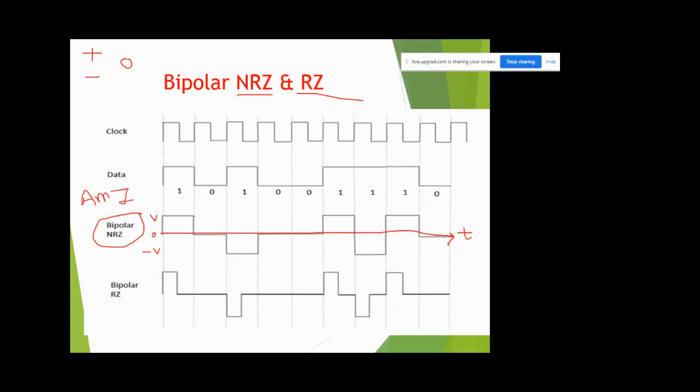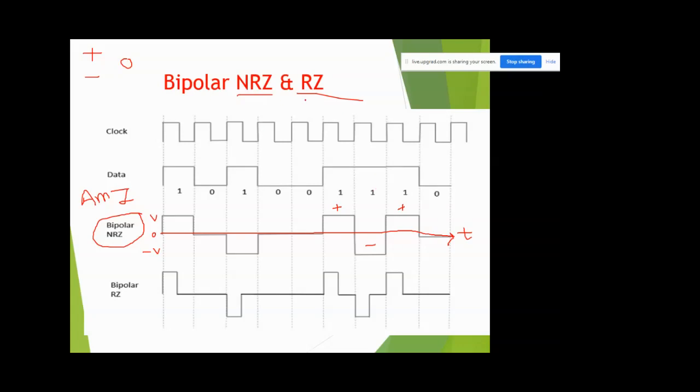Alternate means what? Whatever the polarity of the previous one is, the next one's polarity will be inverted. Here the previous voltage level is plus voltage, so for the next bit 1 that comes, we have to use the negative voltage. For 0 it is 0 voltage. Again the next bit is 1, so again we have plus voltage. Next bit again 1, so previously it was plus, so here it will be minus. Again the next bit is 1, so here again plus voltage will come. So there are 3 polarities, plus, positive, negative and 0. So this is the bipolar NRZ.